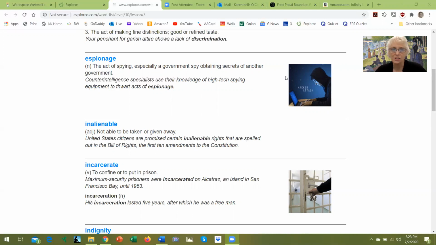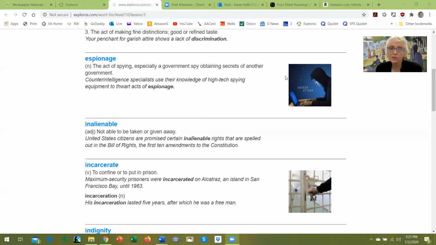Inalienable, adjective, not able to be taken or given away. United States citizens are promised certain inalienable rights, rights that cannot be taken away, that are spelled out in the Bill of Rights, first 10 amendments to the Constitution.